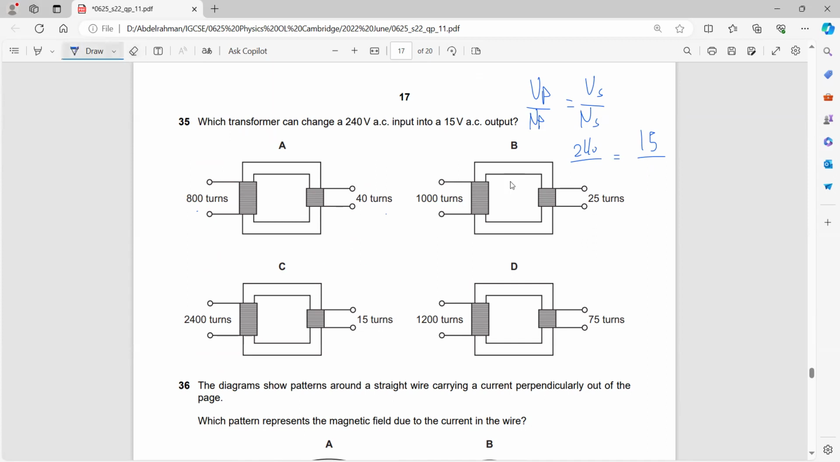240 over 1000, 15 over 25. No. Also 240 over 2400 and 15 over 15, which is wrong. The only one which is correct is 240 over 1200 equals 15 over 75. If you calculate this ratio on the calculator, it will give you the same number as the other ratio. So it is D.